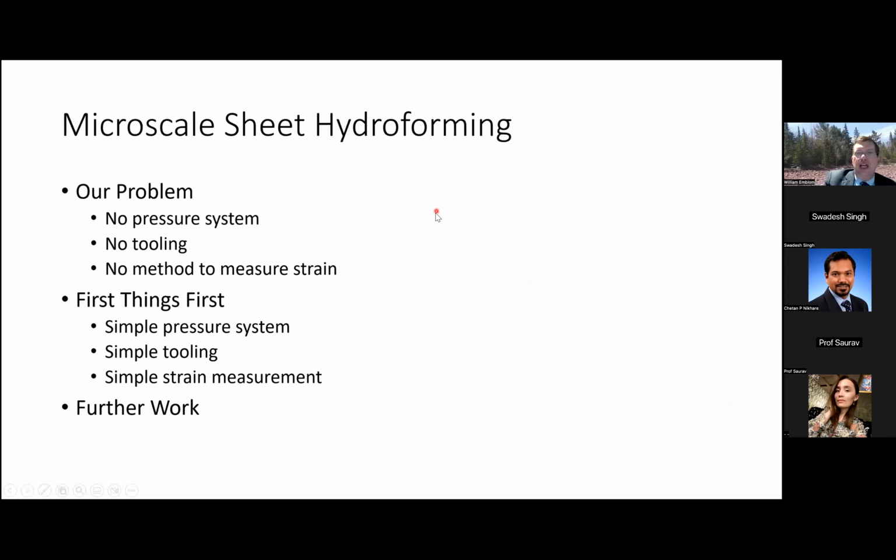So the problem with sheet hydroforming, especially microscale sheet hydroforming, is we did not have at that time a pressure system, let alone a high pressure system. We didn't have tooling available, and we didn't have any methods for measuring strain. So those are significant setbacks. But I always believe that if you're going to start something, start out as simple as you can, and then you can increase in complexity. And that's exactly what we did.